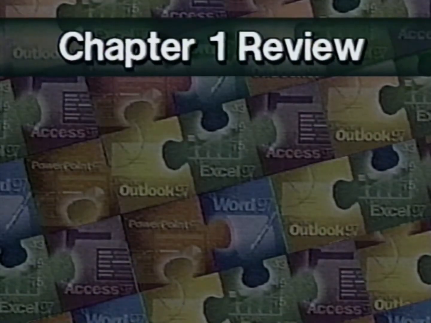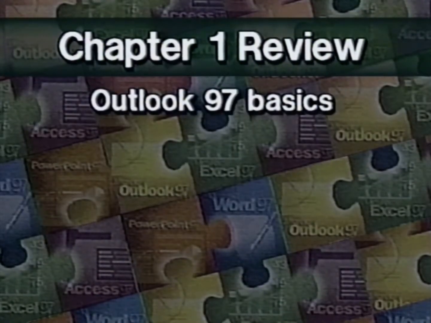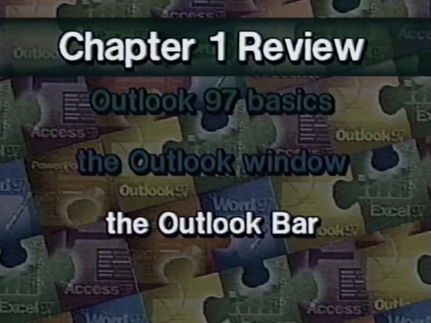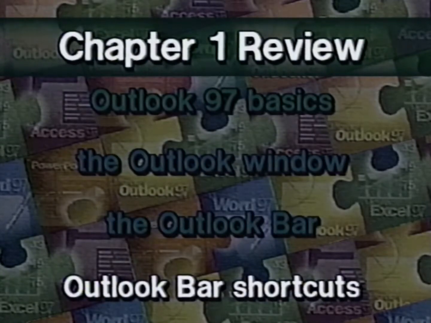Let's review what we have covered in this chapter. We've learned about the basics of Outlook97. We examined the Outlook window and discussed some of its characteristics. We also discussed the different areas of the Outlook97 program, such as the Outlook bar and the shortcuts within the Outlook bar.